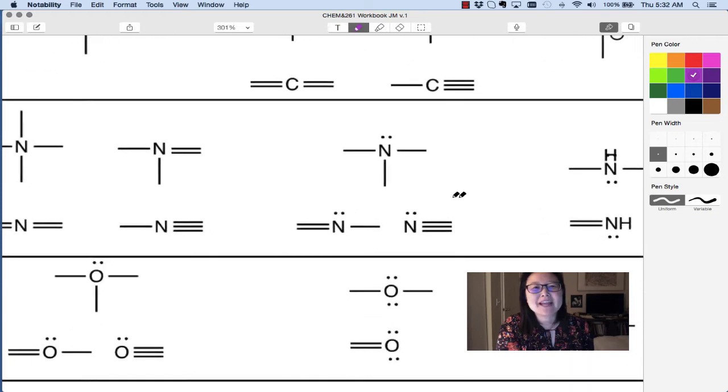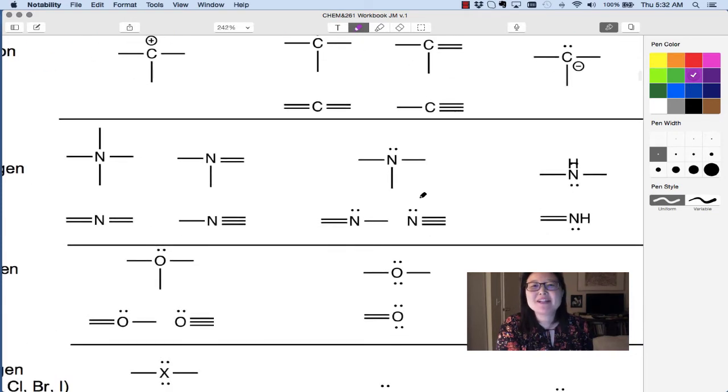For nitrogen, how many bonds does it need to be neutral? Honk rule, H-O-N-C, right? H-O-N, 3 bonds, okay? So here are the different ways nitrogen can have 3 bonds. 3 single bonds, a double bond and a single, or a triple, okay? Don't forget the lone pair, that's very important.